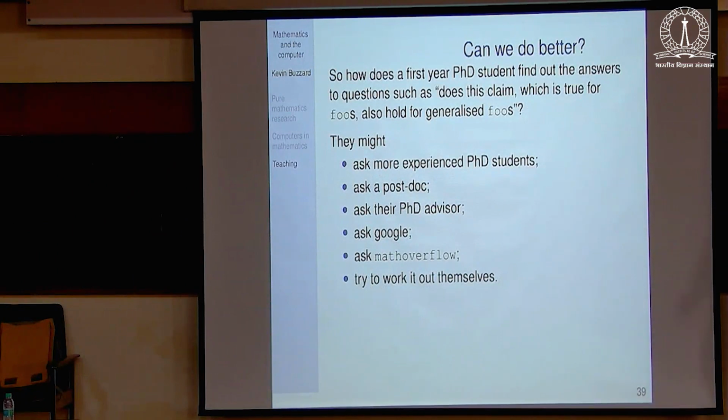They're like, because the guy in the year above them, they know all about generalized foos. So they ask some more experienced PhD student, or they ask one of my postdocs, right? And if the postdoc doesn't know, it's like, oh yeah, I don't know much about generalized foo theory. You should just ask Kevin, because he's the department expert in generalized foos. So then they ask me, or maybe they don't know.